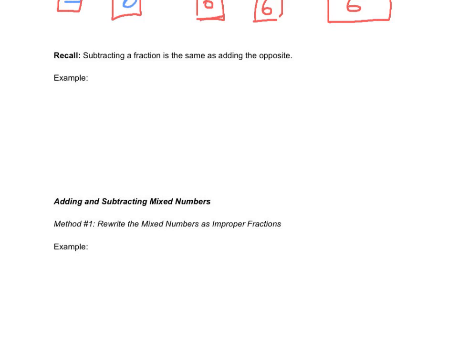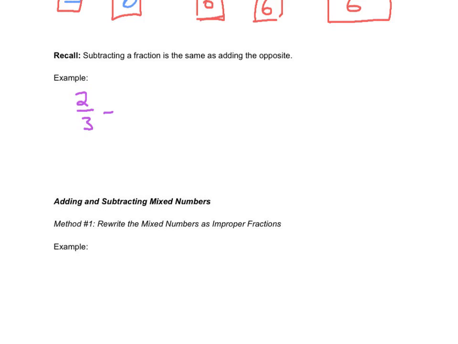Okay, another thing we have to remember. When we are subtracting a fraction, or subtracting any number for that matter, any rational number, it is the same as adding the opposite. This is a nice little trick to use in order to make sure that we're not going to make mess ups later on when we're subtracting. You'll see it in a future example that it's important to sometimes switch it to make sure that we're adding the opposite instead.